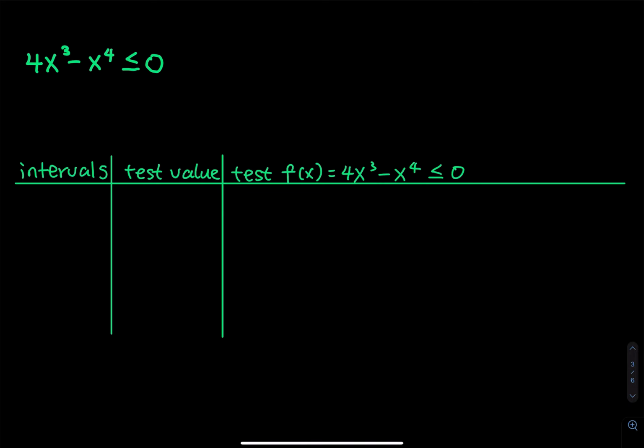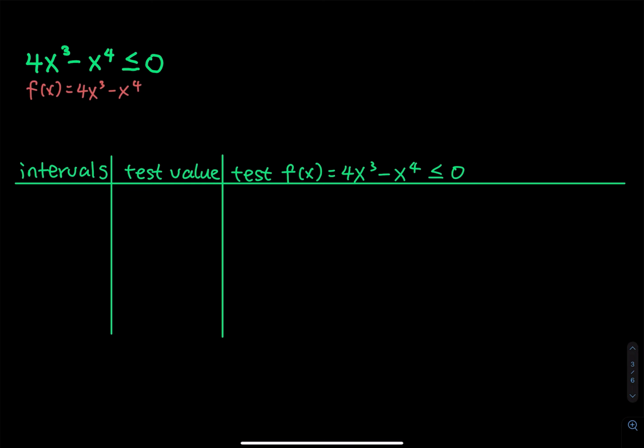Solving nonlinear inequality, this time we have a fourth degree: 4x to the third minus x to the fourth less than or equal to 0. The first step that I would like to do is factor out x to the third. Before we do so, since we already have all the terms on the left hand side, I am going to call my function f of x equals 4x to the third minus x to the fourth.